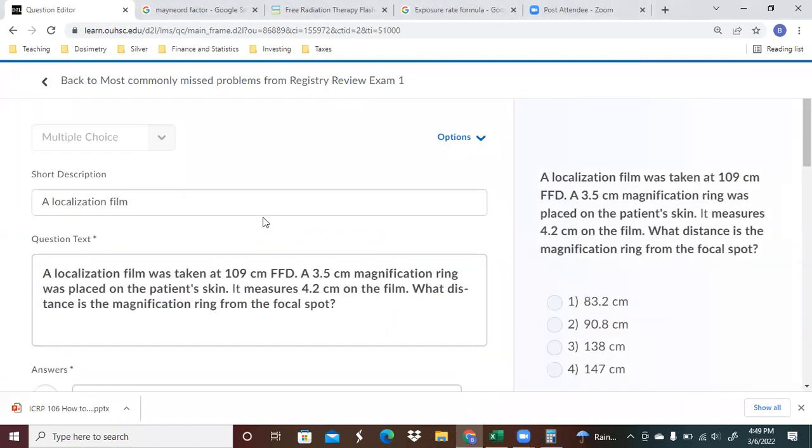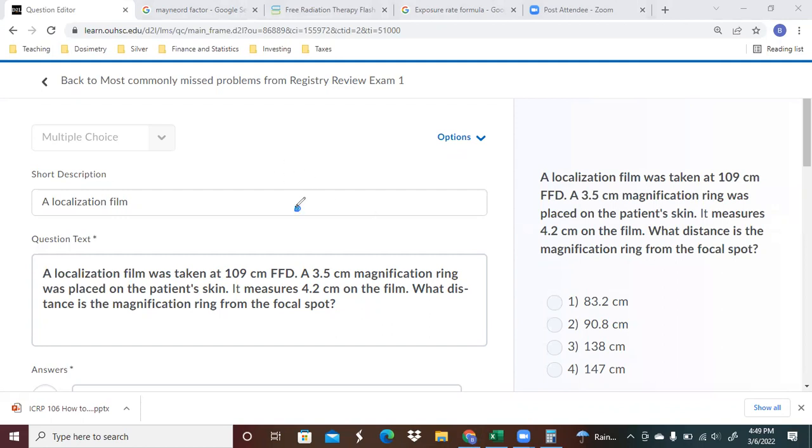Okay, localization of film is not something that we have looked at specifically in this course yet. So let's take a look at it here. Localization film was taken at 109 FFD, focus to film distance. A 3.5 magnification ring was placed on the patient's skin. It measures 4.2 cm on the film. What distance is the magnification ring from the focal spot?